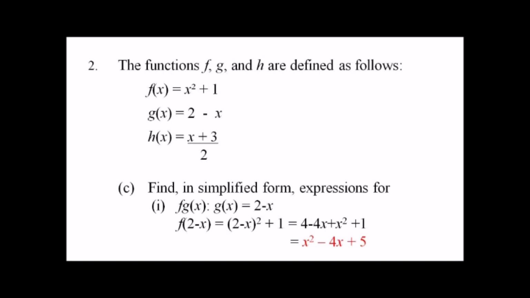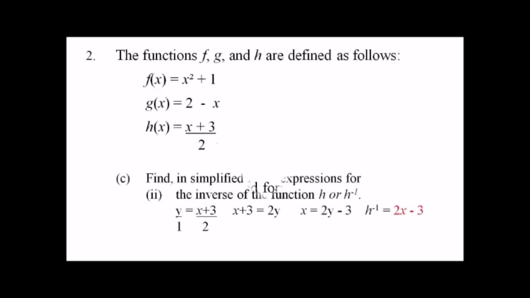And move on to 2c. And you have another composite function, fg of x. So first you find g of x. g of x is 2 minus x. Substitute that whole thing into f of x. So you have (2 minus x) squared plus 1. Work it, square it, and add 1. And you get x squared minus 4x plus 5. That's your final expression. Excellent work if you got that correct, guys. That was a lot of algebra involved there.